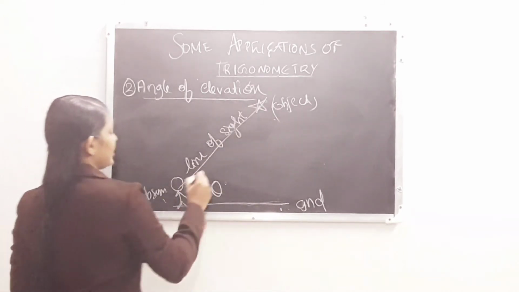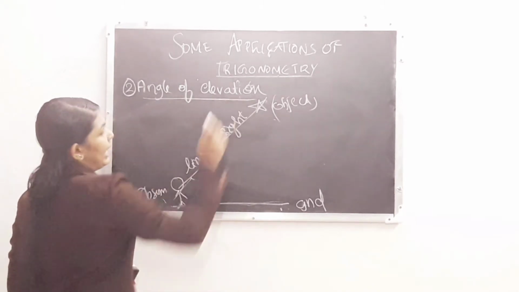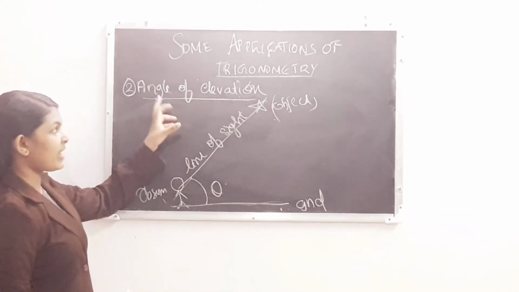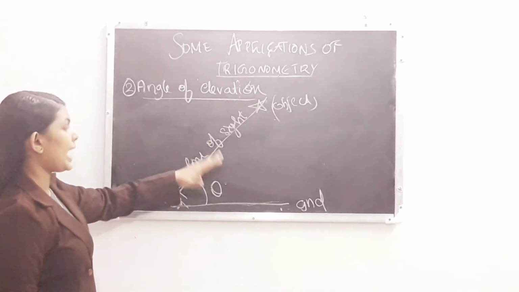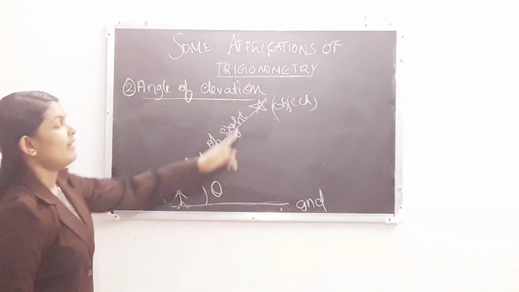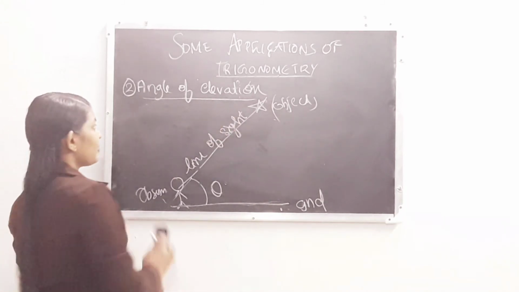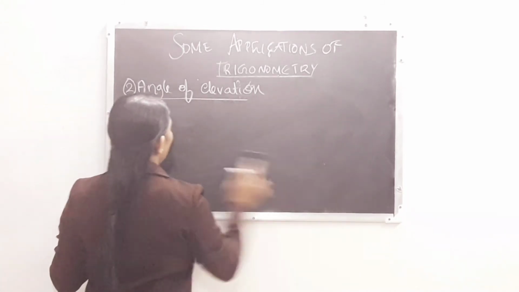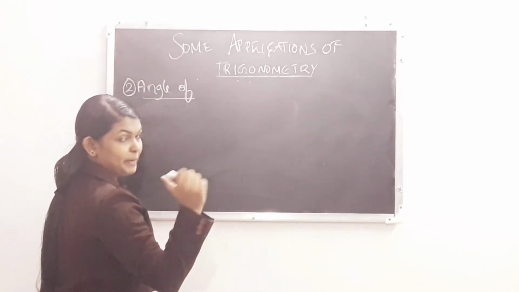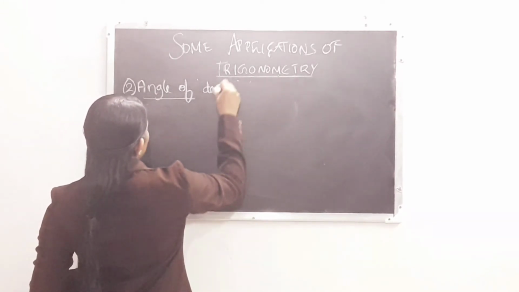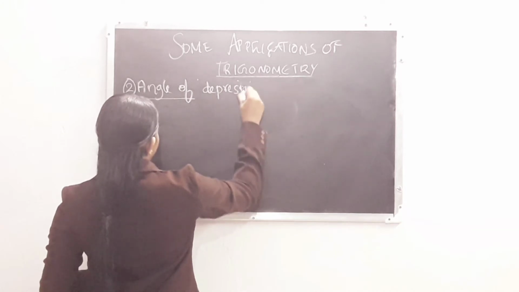So we are saying that angle as angle of elevation. So angle of elevation is the angle between the line of sight and the horizontal ground when the object is viewed above the horizontal ground. Now we can discuss the third one, and that is angle of depression.